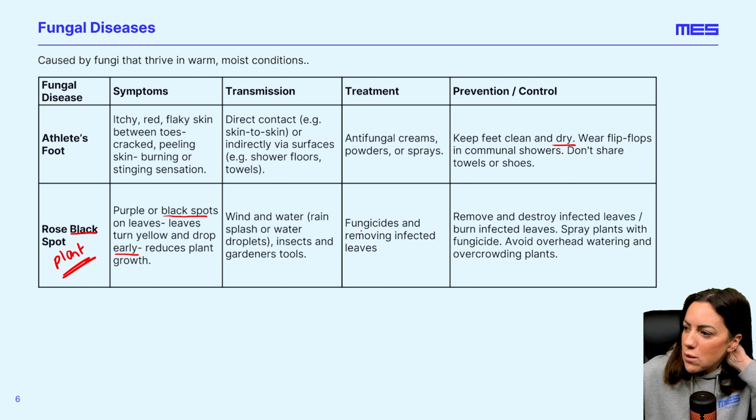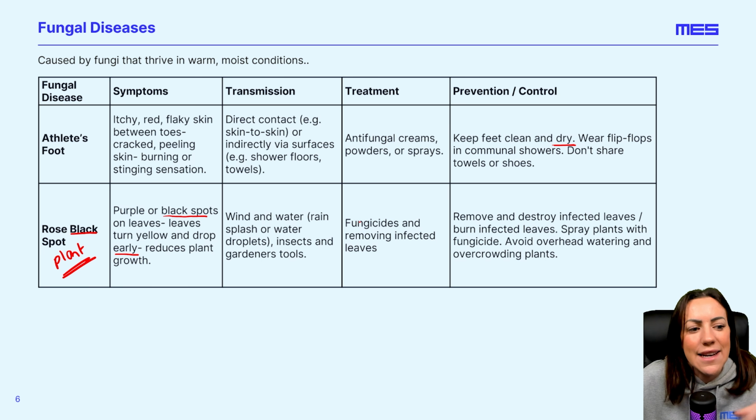Now, you can treat this with a fungicide. A fungicide kills a fungus. That's what fungicide means. But also you could remove any infected leaves.